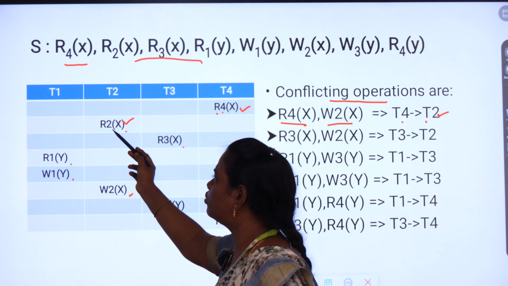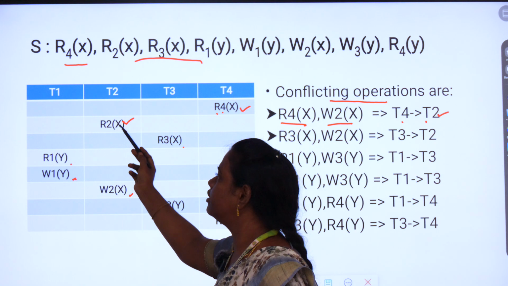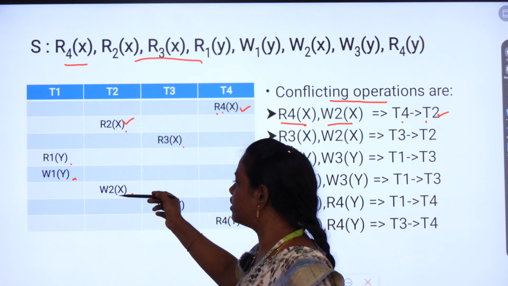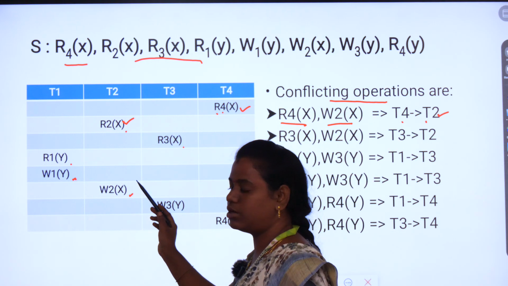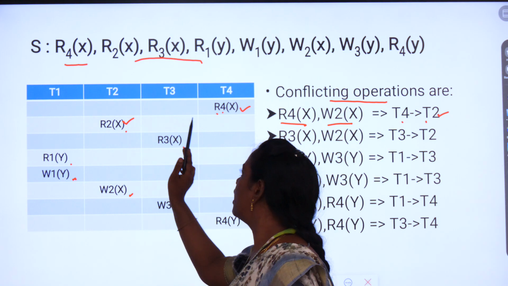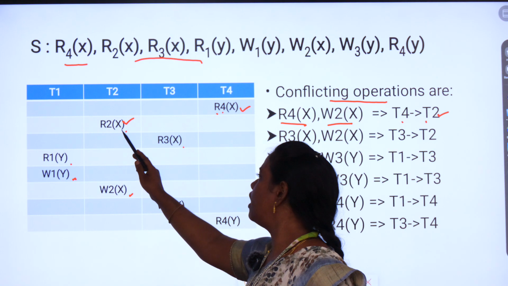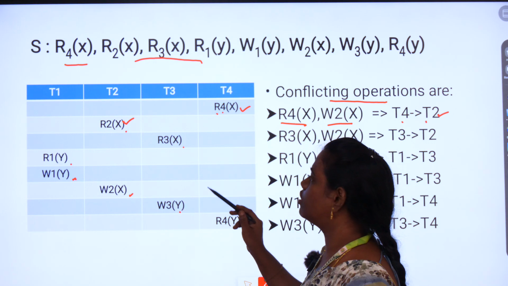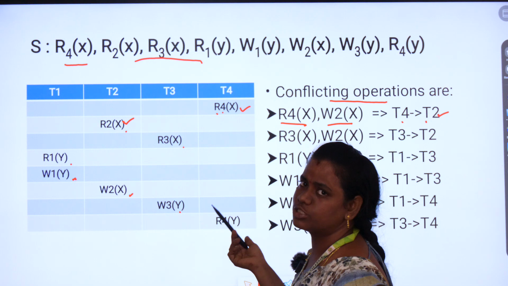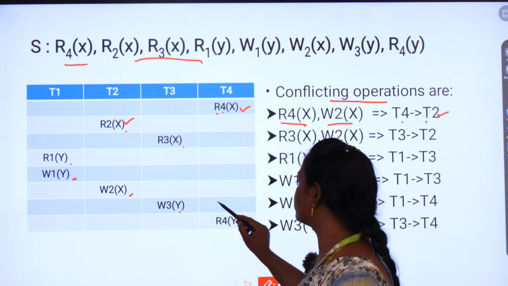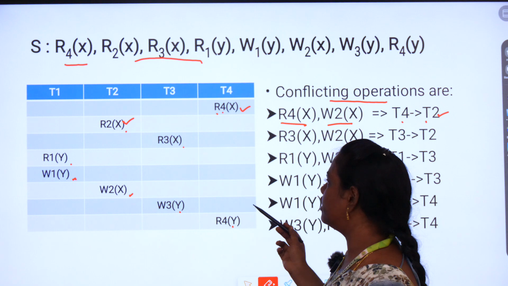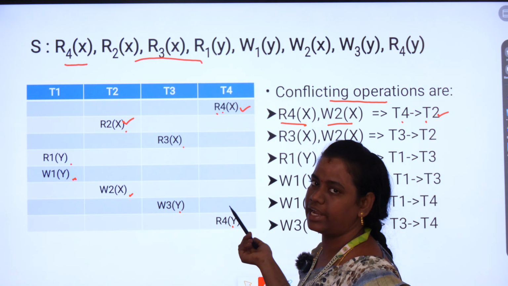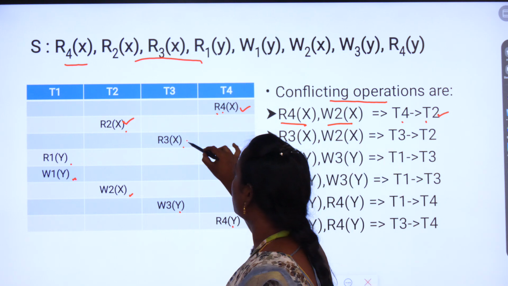Next I am going to compare R2 of X with W1 of Y. Here both are performed on different data, so there is no conflict. And then in the next cycle, it belongs to the same transaction, so no need to check this instruction. Then come to T3. In T3, R2 of X is compared with W3 of Y. Here there is no conflict because they perform operations on two different data. And then R2 of X is compared with R4 of Y. Here there is no conflict because they perform operations on two different data items. Next I am going to check for R3 of X.